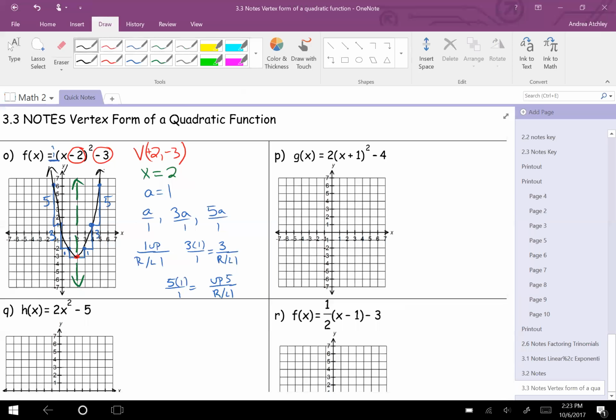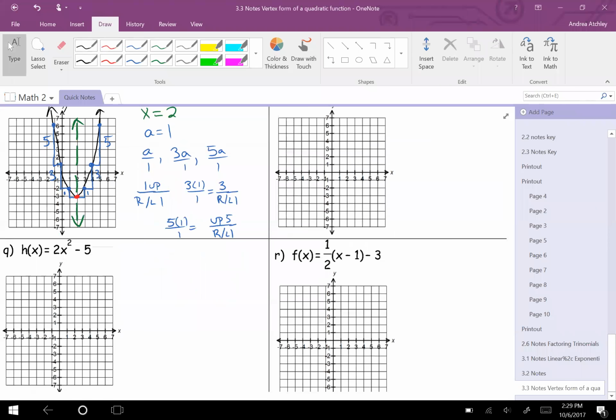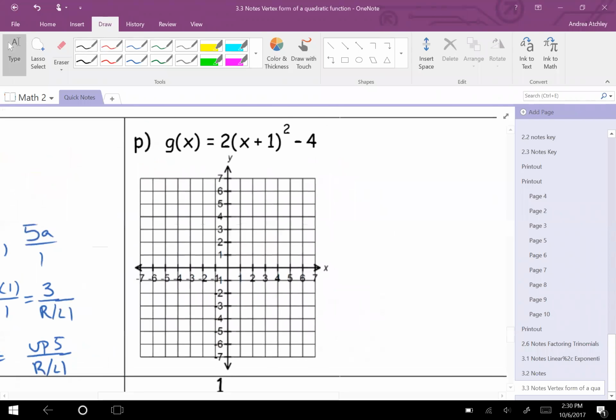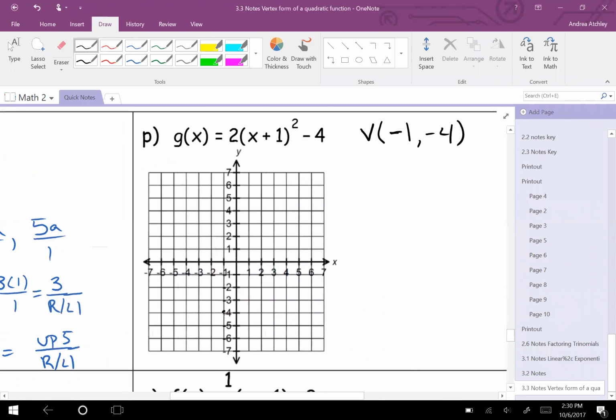Okay, you guys think you can do the next one on your own? In your pairs, try the next one. So our vertex here should be -1 and -4. Change that sign. The axis of symmetry then is x equals -1. The A value is 2. So our patterned rate of change is A over 1, 3A over 1, then 5A over 1.